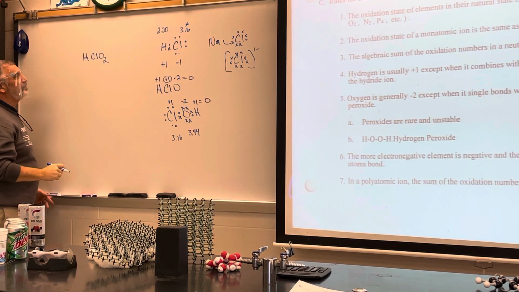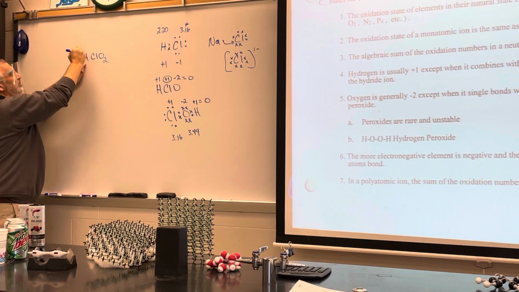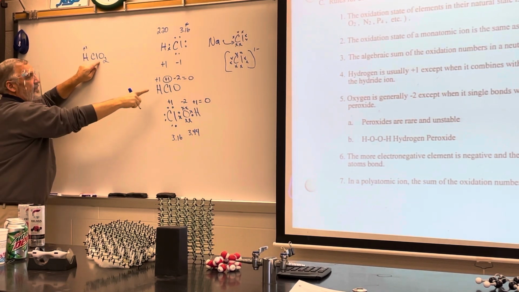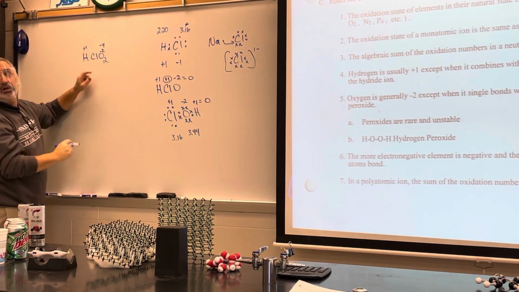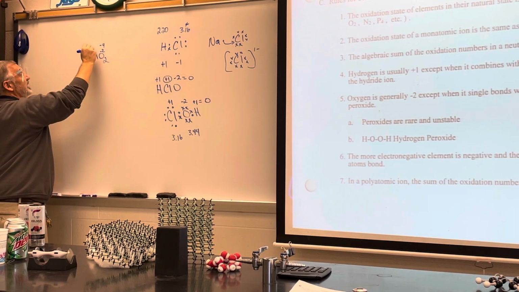Now, using that same principle, what's the oxidation state of hydrogen? +1. What's the oxidation state of oxygen? -2, but we have 2 of them for a total of -4. So that means hydrogen plus chlorine has to add up to +4, so chlorine has to be +3.